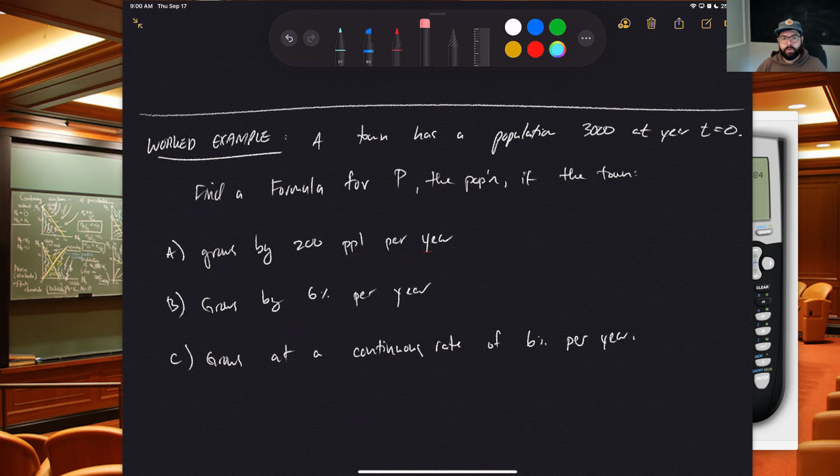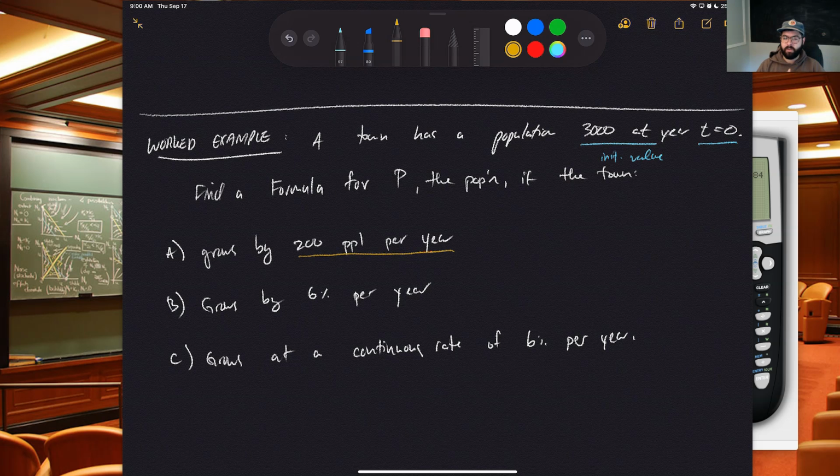Okay, so the last thing I want to do is work through an example through building a formula again and noting the differences between the different types of functions. So if we started with a town that had population 3,000 in the year t equals 0, again, just our starting point, I know our initial value here is 3,000. Our starting input must be t equals 0. We want to find a formula for p, the population of the town, if it grows in these different situations, so with these different rates. So the first one is if it grows by 200 people per year.